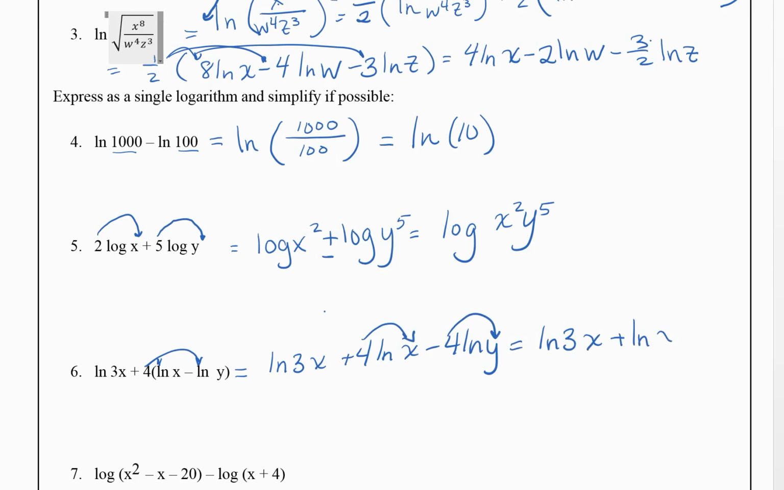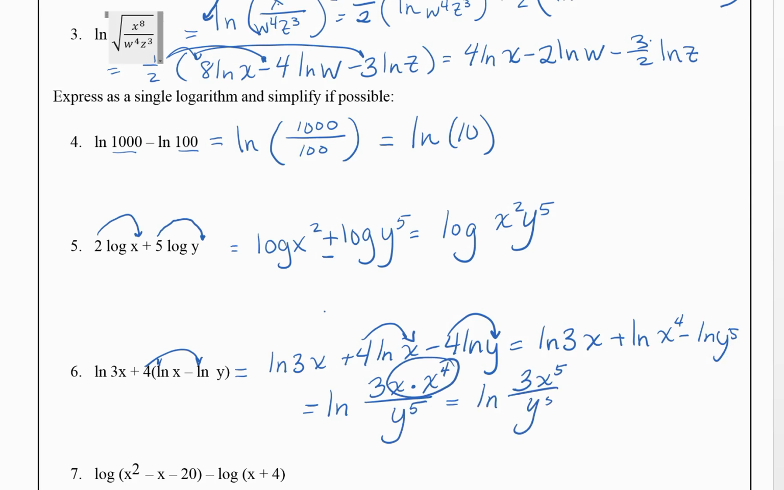So plus natural log of x to the 4th minus natural log of y to the 4th. Now, the things that we're adding when we combine this into one logarithm are going to go in our numerator. So our first term, the 3x, and the x to the 4th. And then anything we're subtracting is going to go in the denominator. Now the one last thing we can do to simplify is multiply the x times the x to the 4th. So we have natural log of 3x to the 5th over y to the 4th.